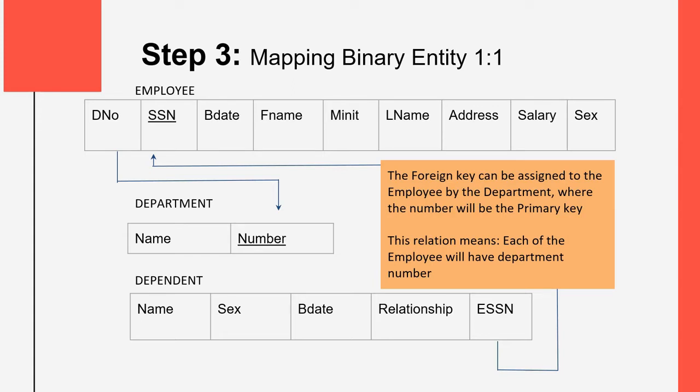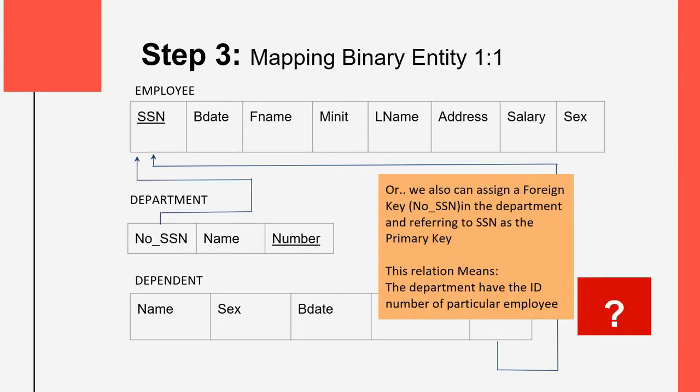So what does this relation mean? Okay, if we put the foreign key in the employee that refers to the department number as the primary key, this relation means each of the employees will have a department number. Each of these employees has a department number.